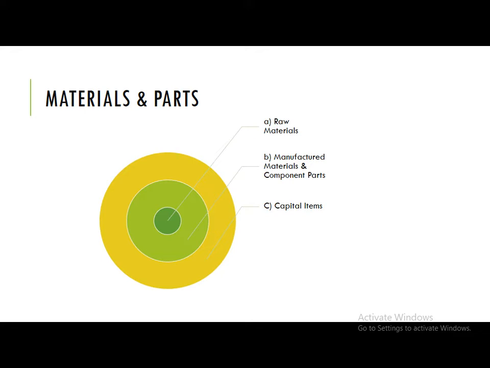Then second are manufacturing materials and components. Manufacturing materials and parts undergo more initial processing before entering into the manufacturing process. So various types of fuel oils, acids, steel are the examples of manufactured or processed materials that are the basic ingredients of many manufacturing activities.